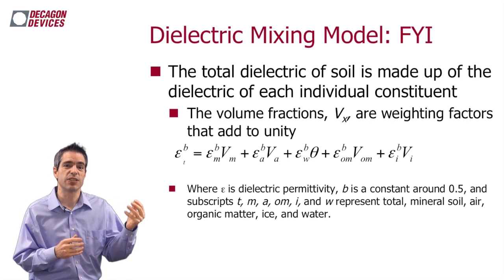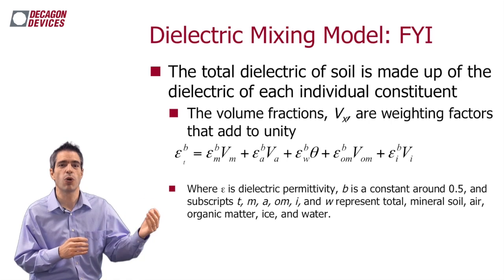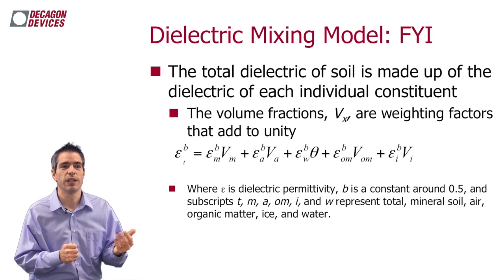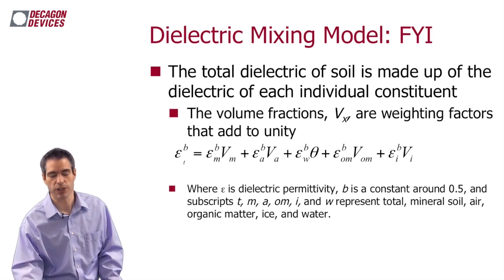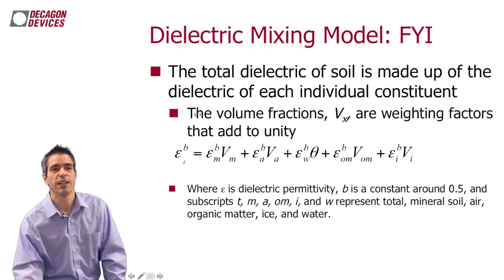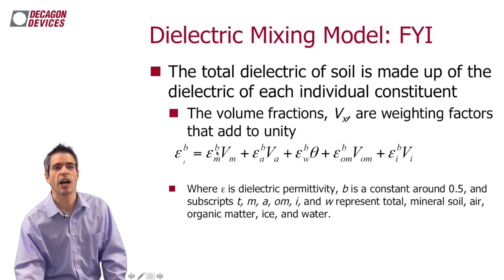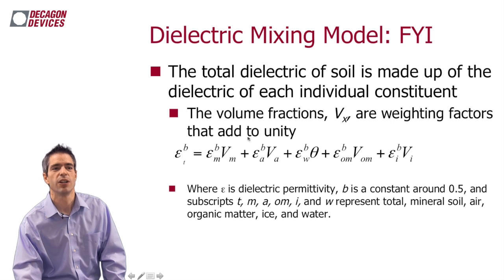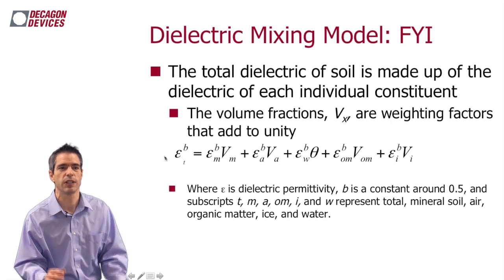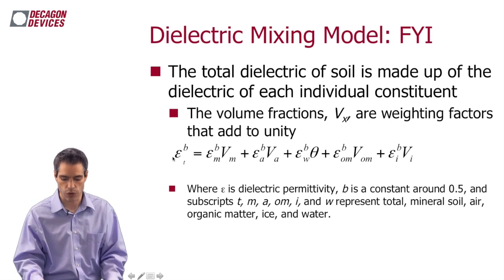But the take-home message is that the total charge storing ability, or in this equation, the epsilon sub t to the b power, is related to the charge storing ability of each constituent times the volume fraction of each constituent. And when we sum all these together, we notice, by the way, that there's theta, the volumetric water content, summing here. When you sum all these things together, we get the total charge storing ability of everything in the soil.